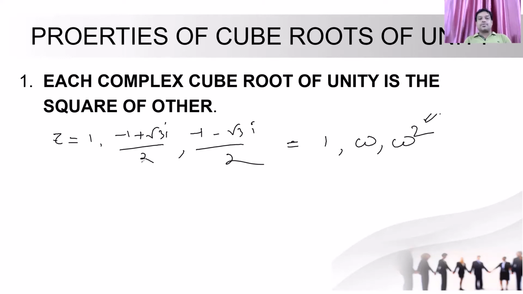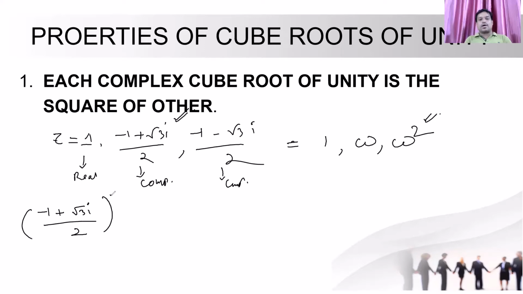How? Suppose the second complex cube root. Three cube roots are there. One is real, this one is real, and this one is complex, and this one is also a complex cube root. So take one complex cube root, minus 1 plus root 3i divided by 2, its whole square. According to this property, the whole square of the second value, minus 1 plus root 3i by 2, is equal to the third value.